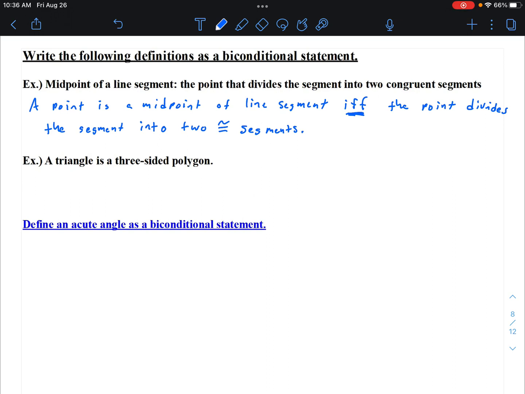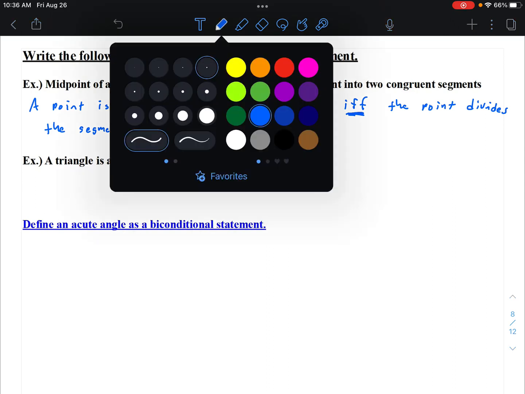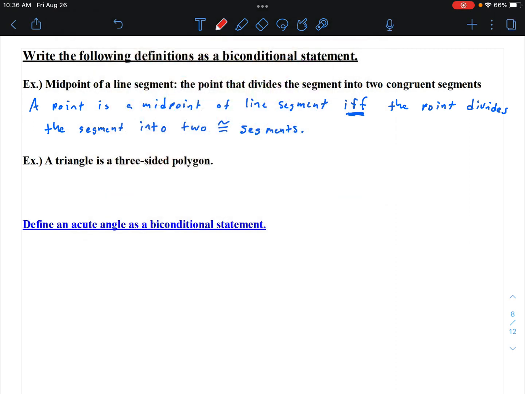Example 2. A triangle is a three-sided polygon. That's a definition. A triangle is a three-sided polygon. But if we wanted to write it as a biconditional statement, we may say a figure is a triangle if and only if it is a three-sided polygon.